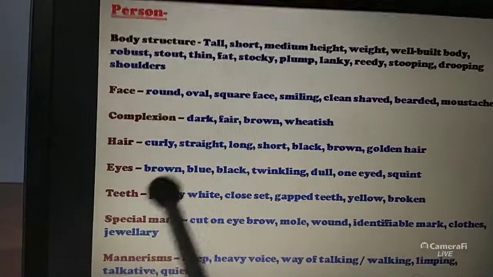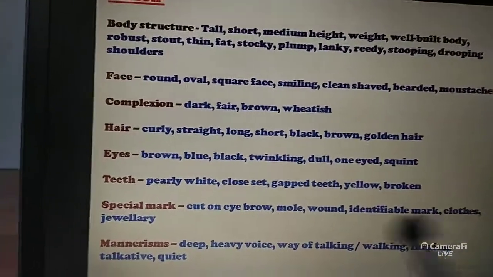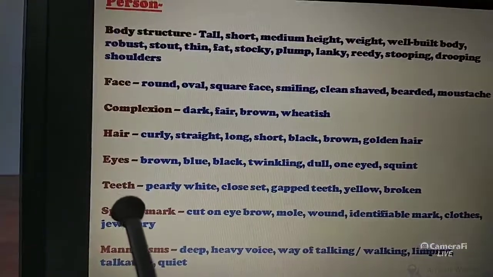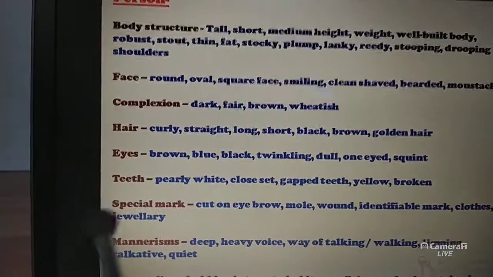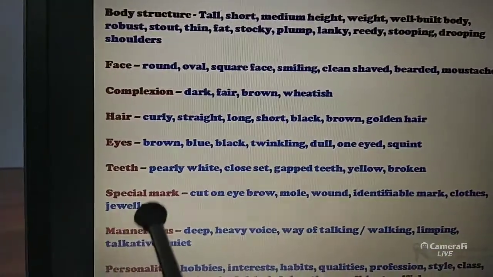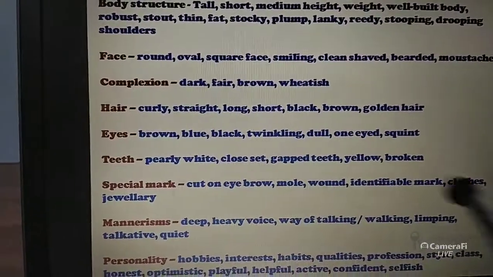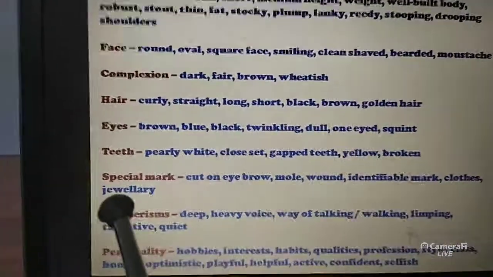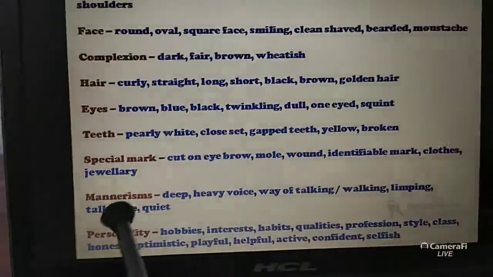Eyes, how the eyes are: brown, blue, black, twinkling, dull, one-eyed, squint. If you give these descriptions, then the pupil will understand. Teeth, how the teeth are: pearly white, close set, gap teeth, yellow, broken. Special marks, do you have any special mark? Cut on the eyebrow, mole, wound, identifiable mark, clothes, jewelry. These things we tell, isn't it? So that the other person can draw a picture in the mind, like you are drawing a picture on the canvas.